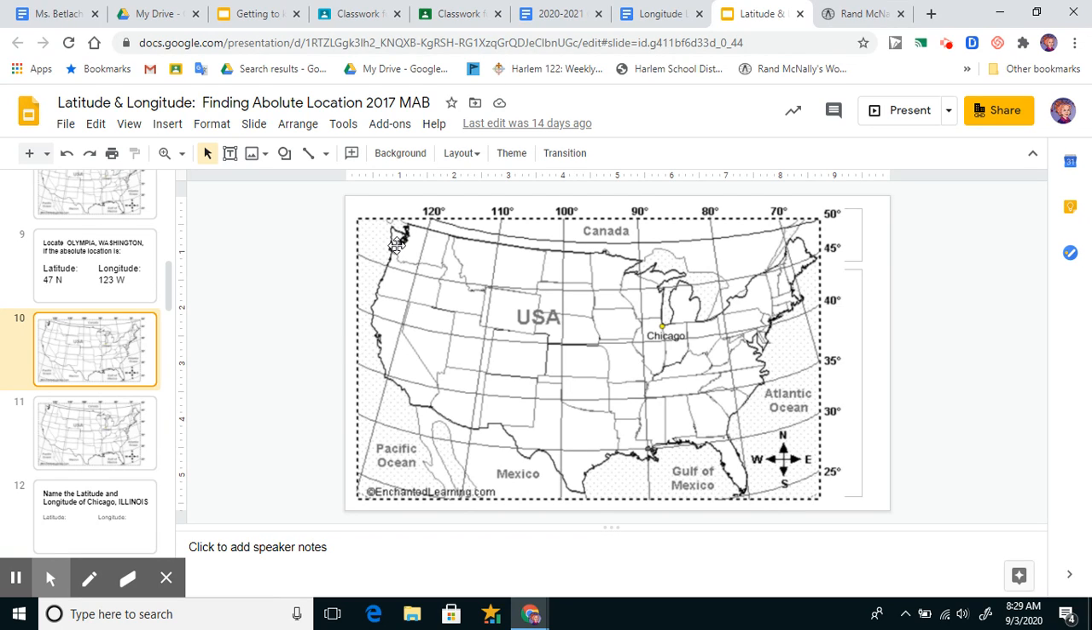I hope that helps you understand how we can find absolute location using lines of latitude, remember, east-west, and lines of longitude, north-south. Good luck.